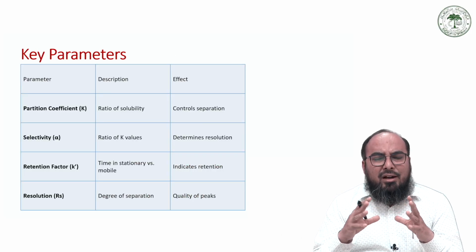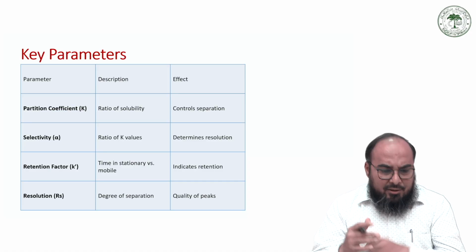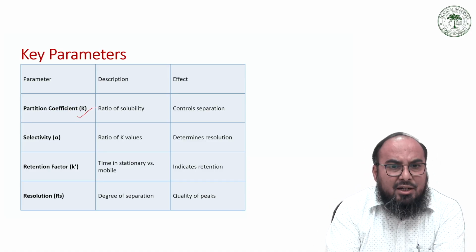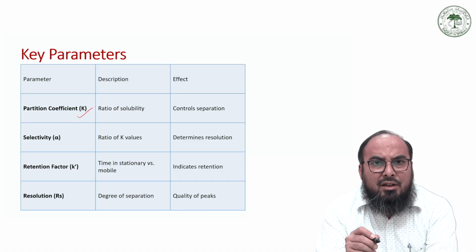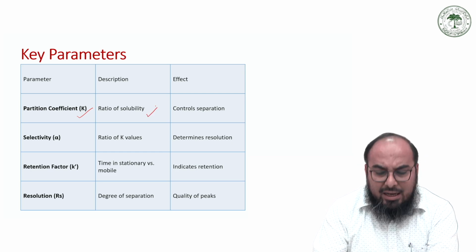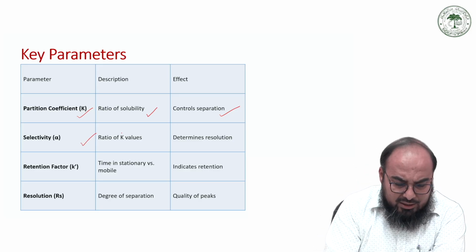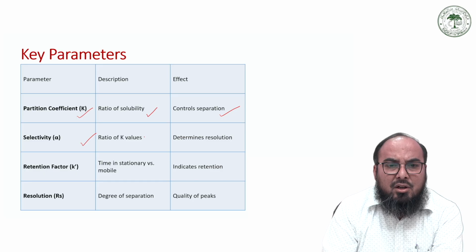Now let us quickly check the different parameters which have different effects. The partition coefficient gives you the ratio of solubility with respect to the stationary phase and the mobile phase. The effect is that on this basis your separation occurs. Similarly, selectivity alpha gives you the ratio of K values.